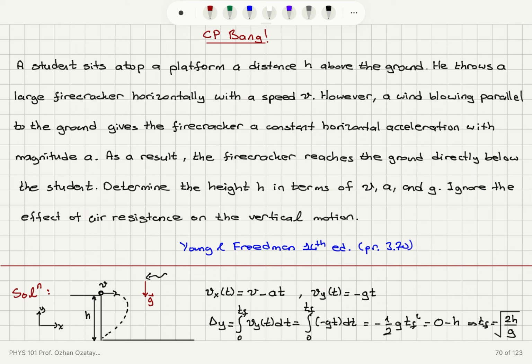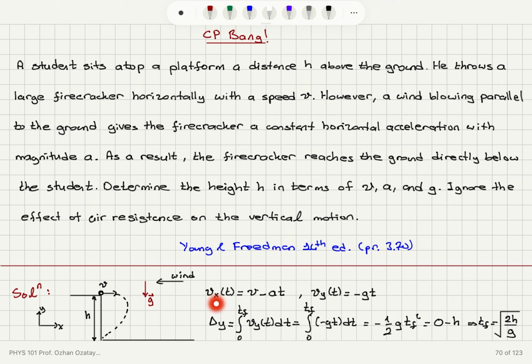So let me make sure that this is indicated here. The wind is blowing parallel to the ground. So this is the wind. So the wind gives it an acceleration a, so that it ends up right below the student on the ground level. So I want to know the height of the platform in terms of the acceleration a, g, and the initial speed v.